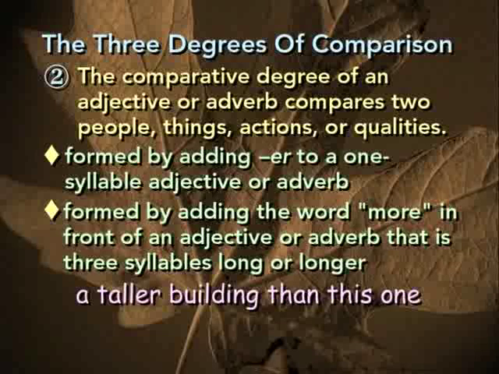Now in this phrase, we're comparing two buildings, this one and another one, and we're using, therefore, the comparative form of the adjective tall. The adjective tall is a one-syllable word, and therefore we form the comparative form of the adjective by adding ER at the end. So the positive degree tall turns into the comparative degree taller, a taller building than this one.